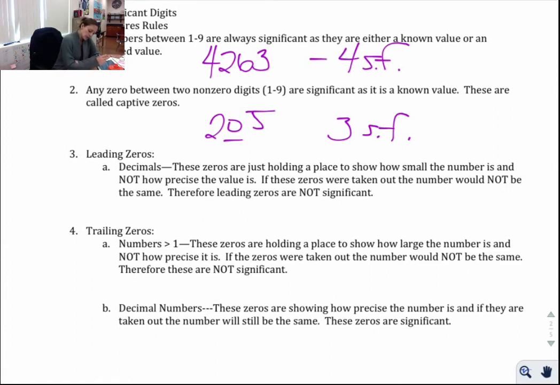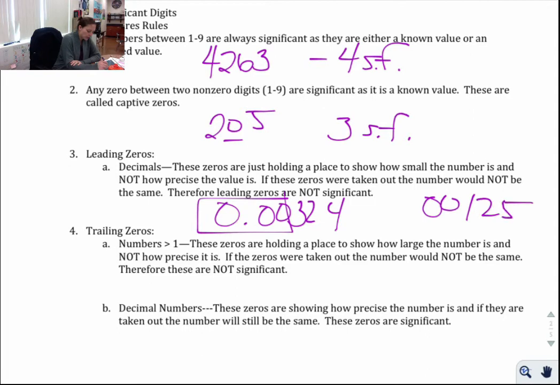Leading zeros, you have 0.00324. These ones are placeholders, they call those. There's a placeholder zero. You do not count those. You wouldn't count them if it was 125 and you had 2 zeros in the front. So don't count them on decimals. Those do not count.